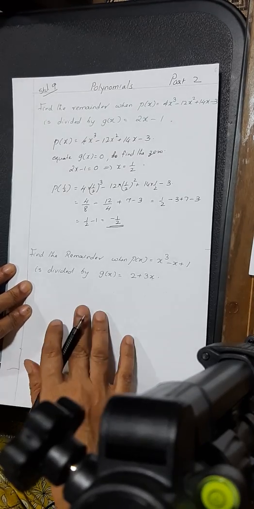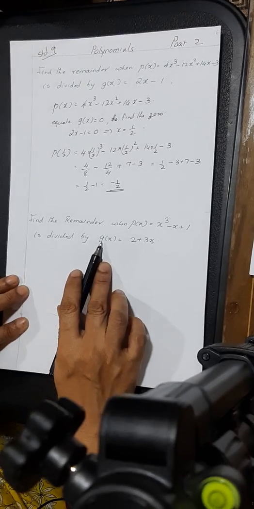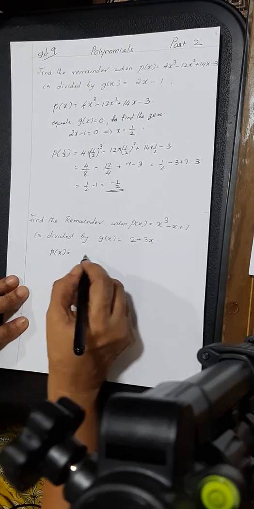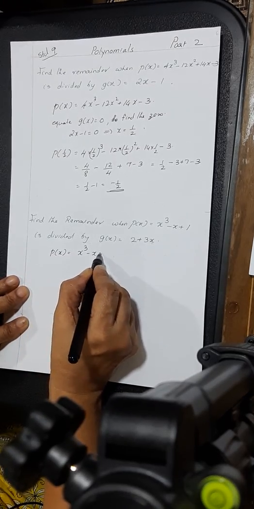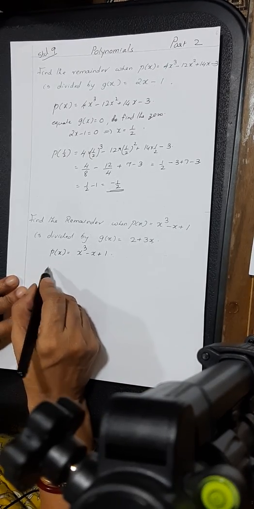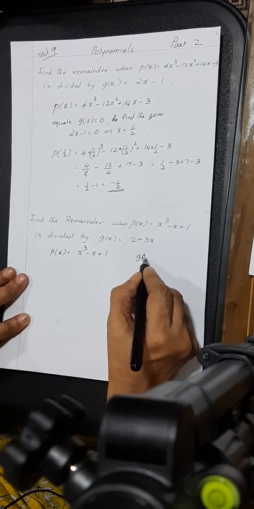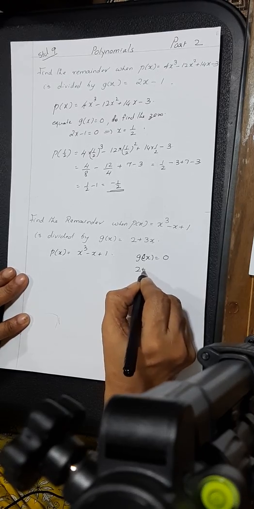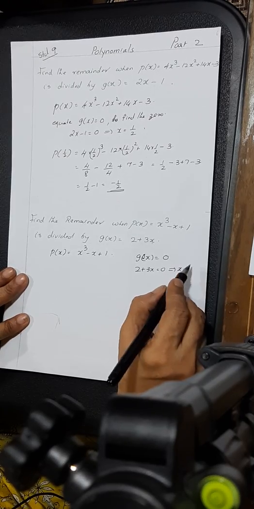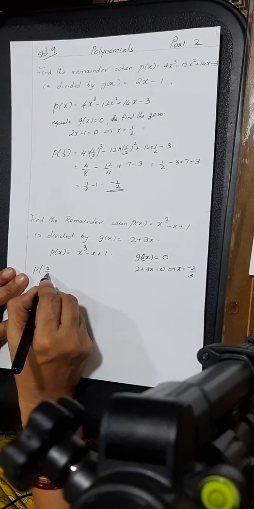So, the remainder will be minus half. When you divide with long division, you will be getting minus half. Now, find the remainder when p of x is equal to x cube minus x plus 1 is divided by g of x is equal to 2 plus 3x. So, p of x is equal to x cube minus x plus 1. Now we have to find p of minus 2 by 3. So, g of x is equal to 0, so 2 plus 3x is equal to 0. From this you will get x is equal to minus 2 by 3.